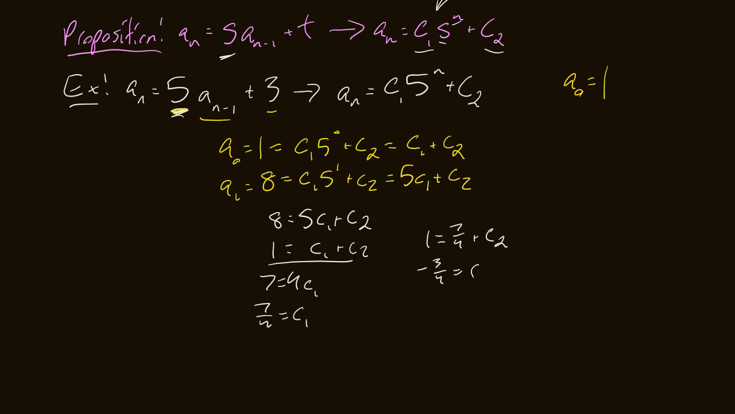So now that we've solved for c1 and c2, we could say that an is going to be equal to 5 to the n times c1, which is 7/4, and then c2 is -3/4. So we say -3/4, and boom. We just solved for an, and it was way simpler, way faster than what we did before because we have this general formula. So you're welcome.